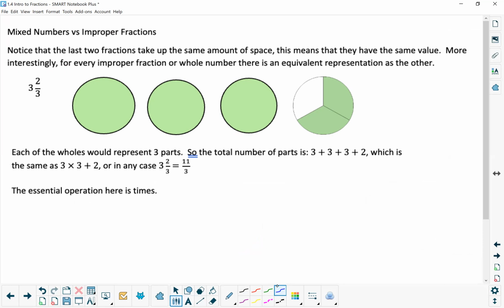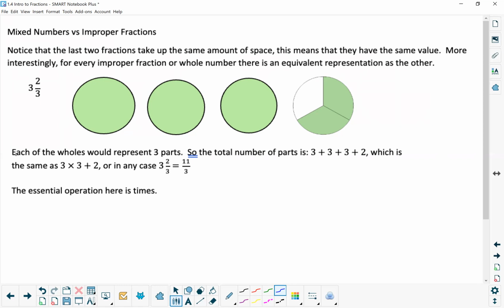So there are advantages and disadvantages to mixed numbers and improper fractions. We'll take a look at that a little bit. The last 2 fractions take up the same amount of space. They were both 2 whole circles and then one of the 4 sections of the third circle. This means they have the same value. More interestingly, for every improper fraction or whole number, there is an equivalent representation as the other. For instance, 3 2/3.